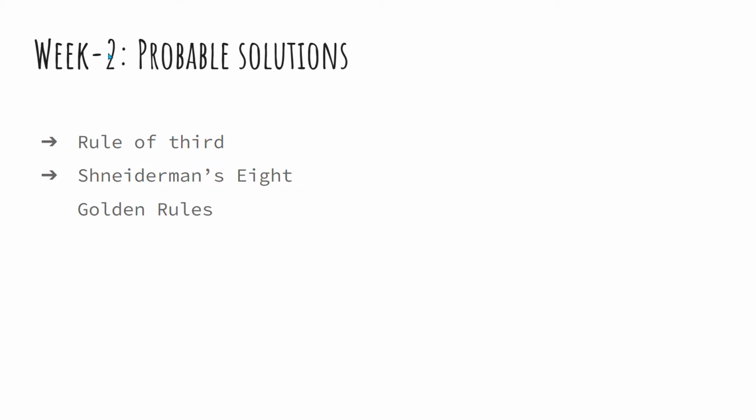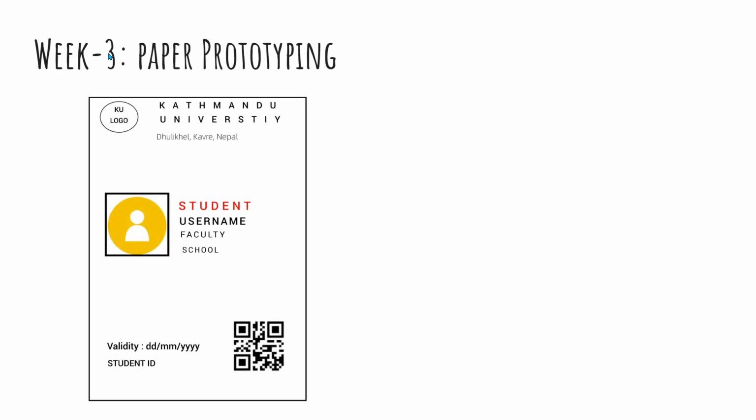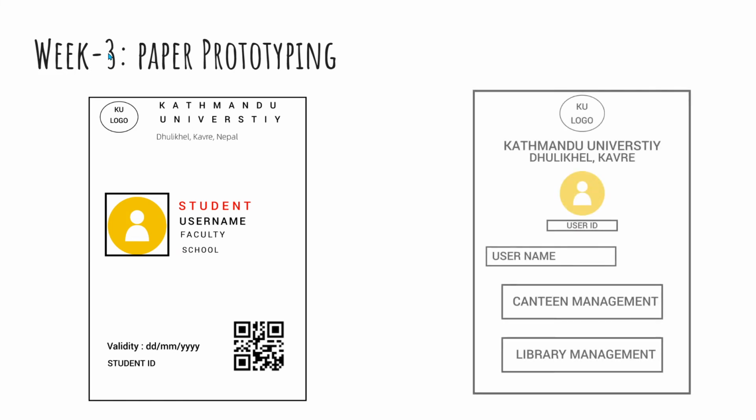For the solution regarding the problem statement, we proposed using rule of thirds and Shneiderman's 8 golden rules to the modified design that would consist of a QR instead of the barcode. For the final design, we started preparing a wireframe of the design that would look like this. First image is a QR code implemented design. Second image is the main landing page.